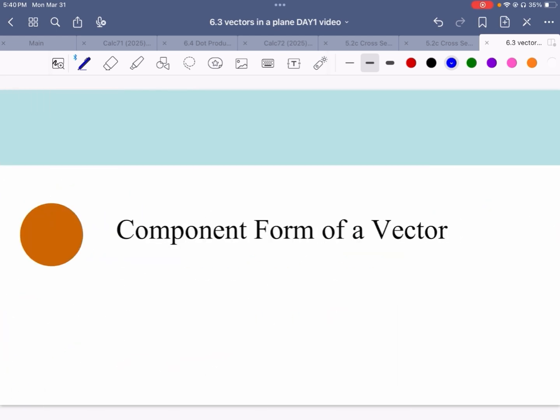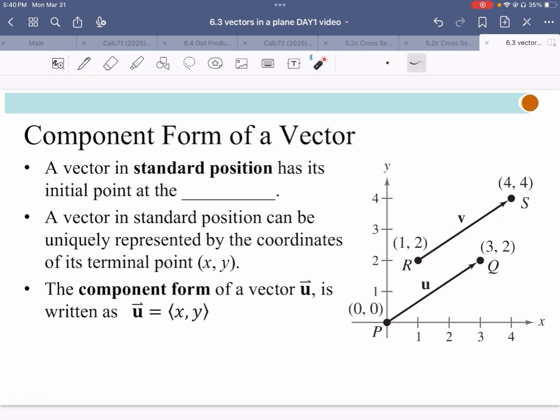Component form of a vector. When we talk about a vector in standard position, as we talked about standard position with our unit circle and trigonometry, it's not that different. It's when the initial point is at the origin. A vector that's in standard position can be uniquely represented by the coordinates of its terminal point.